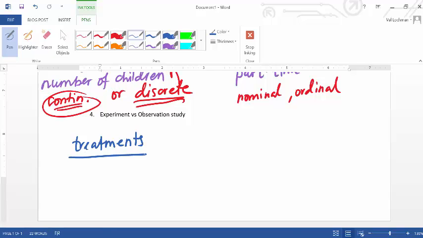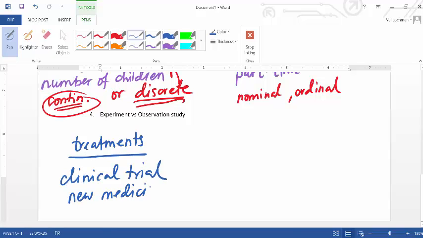So clinical trials would be a good example. Clinical trial. Okay? For example, there's a new drug. So let's say there's a new medicine that reduces your headache. Okay? So why do we want the new medicine if we already have something that works? Maybe this one is less expensive, maybe this one has fewer side effects, and so forth.